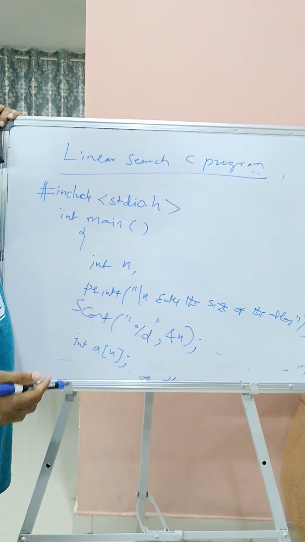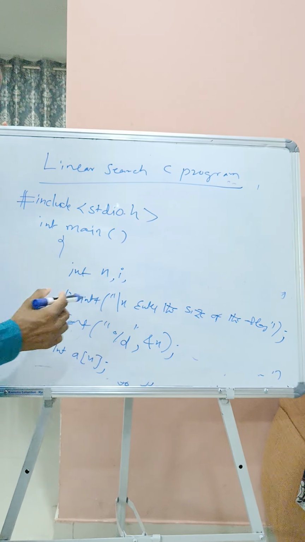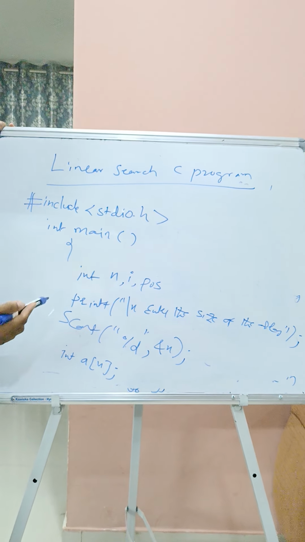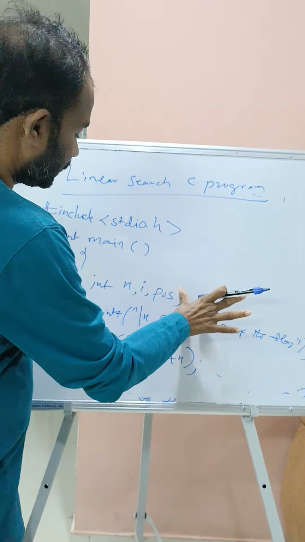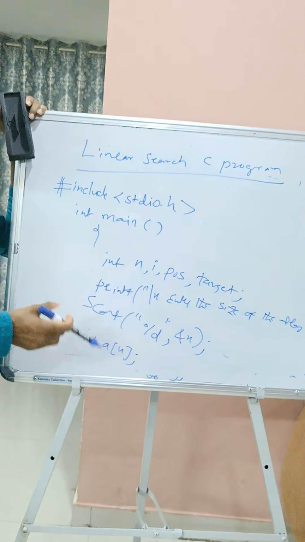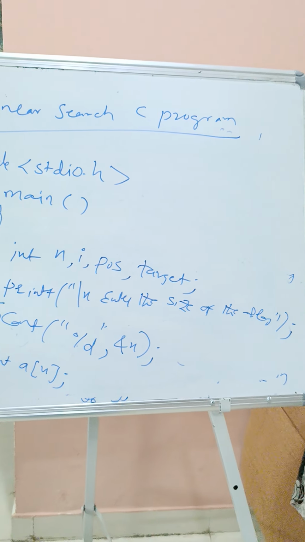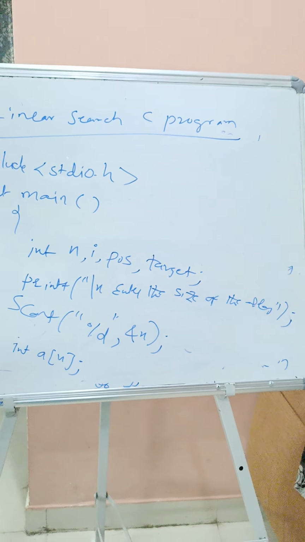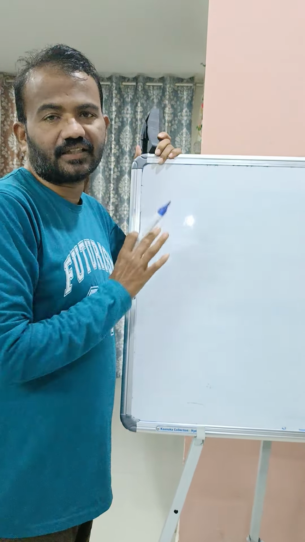Next we need to enter the array elements. Then we are going to take i. Suppose if it is matching, we are going to take position. We are calling a linear search. If any other variables are there, we need to declare them. Target element also we need to enter, target. Now the first step is completed, that means entering the size of the array is completed.